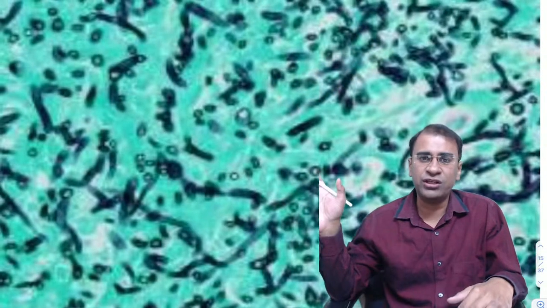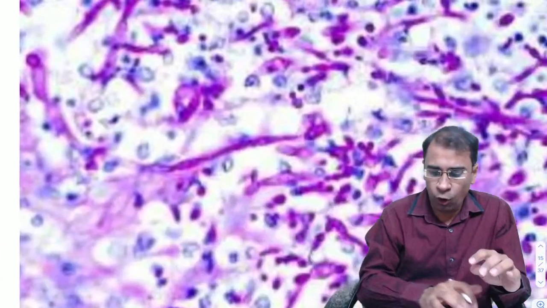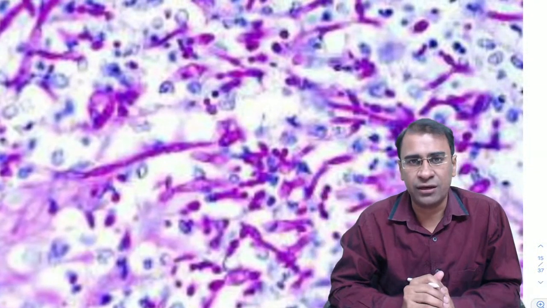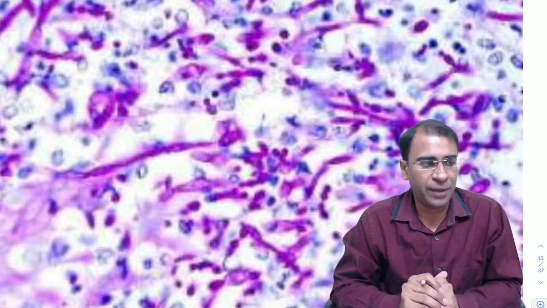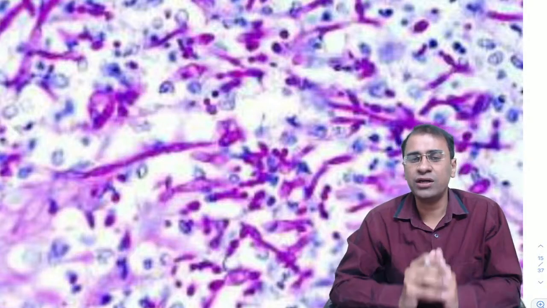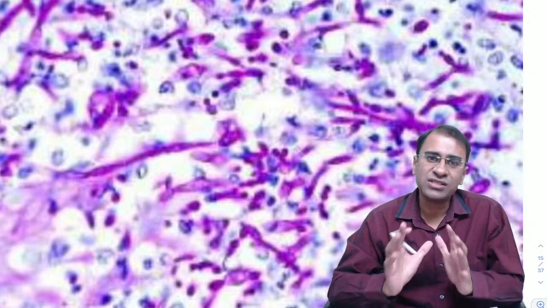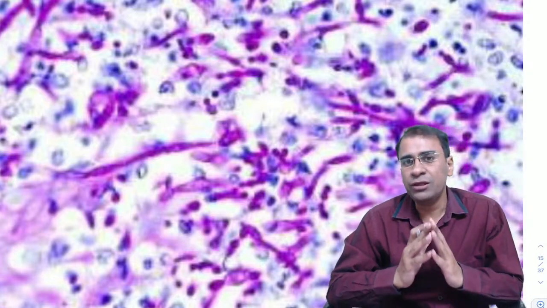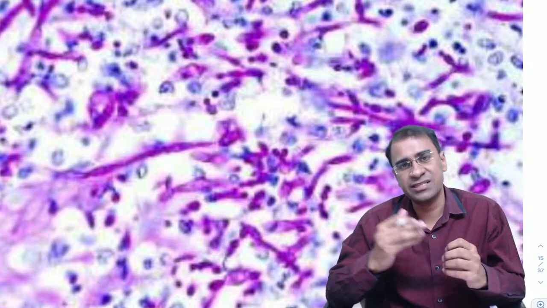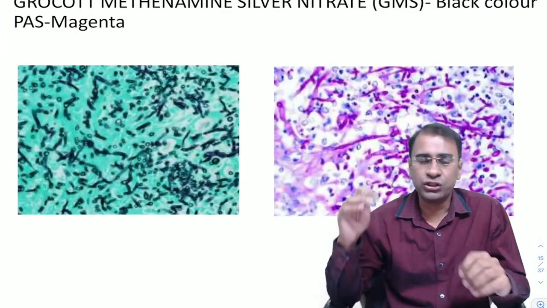Now this is actually a GMS staining, but the same can also be stained on a PAS stain. Now this is actually a PAS stain. PAS stain again can be used to stain fungi, especially the cell wall. So yes, now I'm giving you this one, and you cannot forget this one, especially if you are going to attend this year's INI-CET.